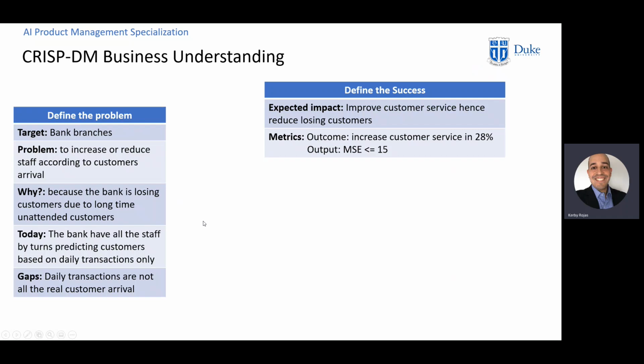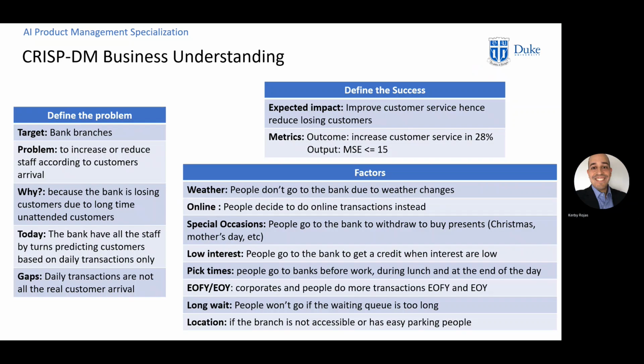Define the success. The expected impact is to improve customer service, hence reduce losing customers. In the metrics, the idea is to increase customer service by 28%, with an output of the mean of less than minus 15.